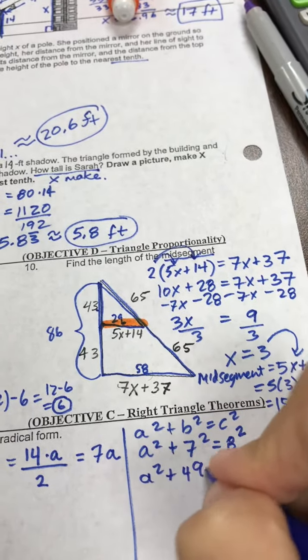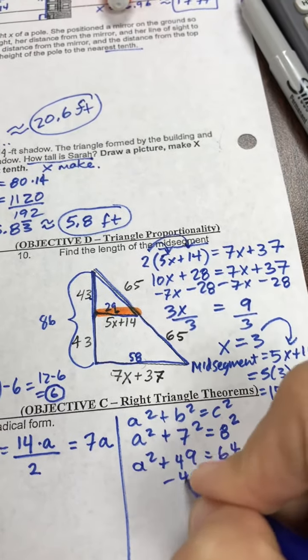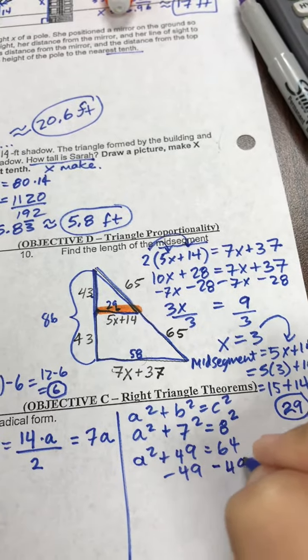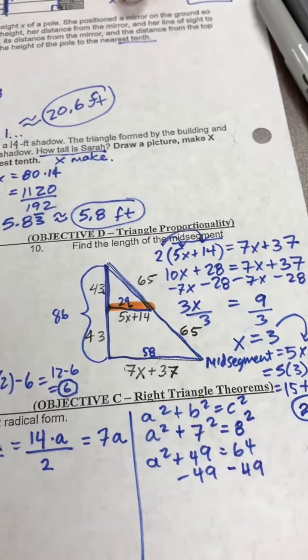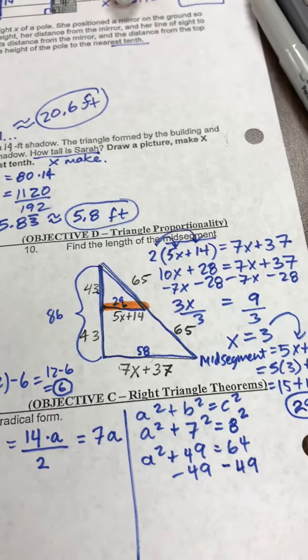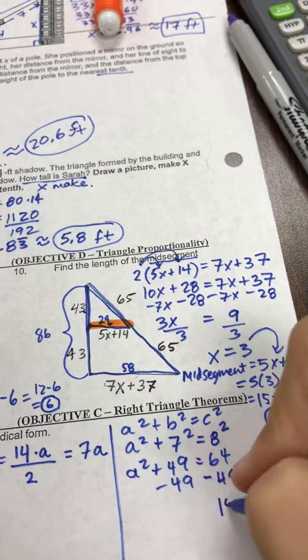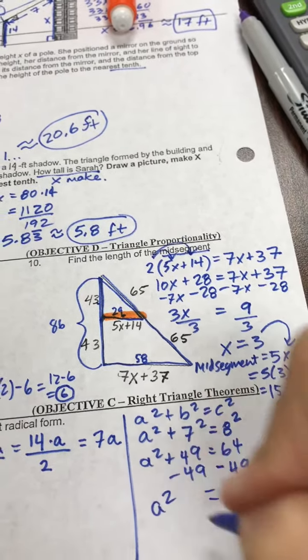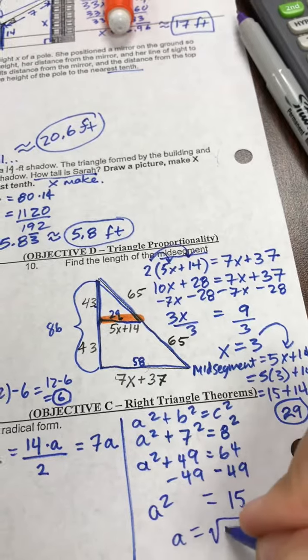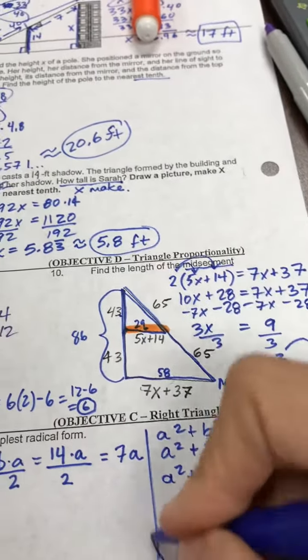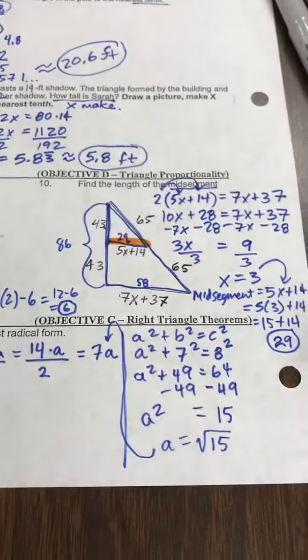Now finishing this out, we definitely did a couple of these in class before, but it didn't show up on the test because I waited to put it on this later one. So I end up getting 15 is a squared. And so a would be the square root of 15. So now I've solved this mystery of the a.